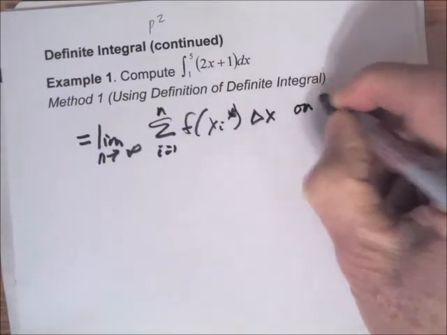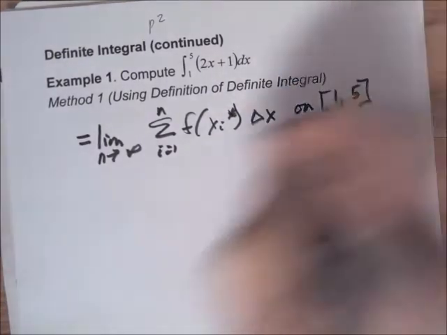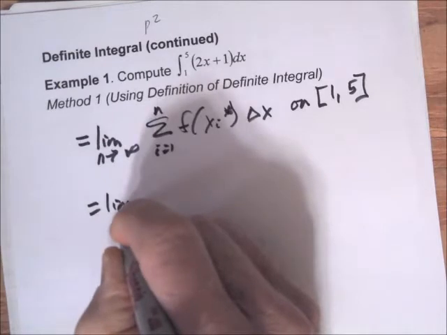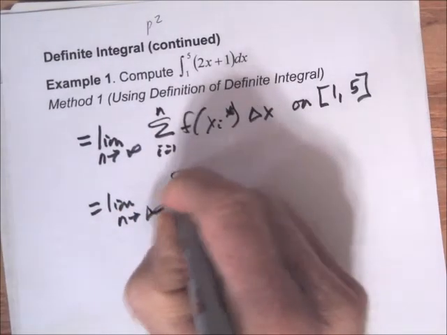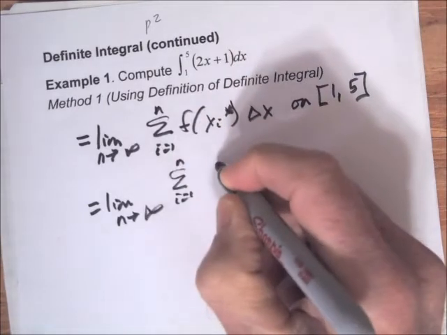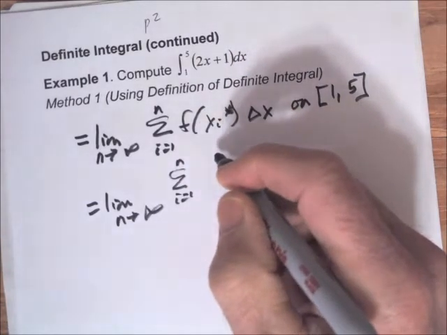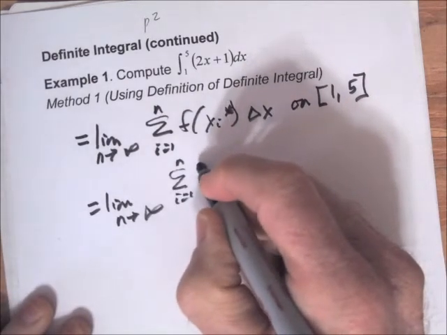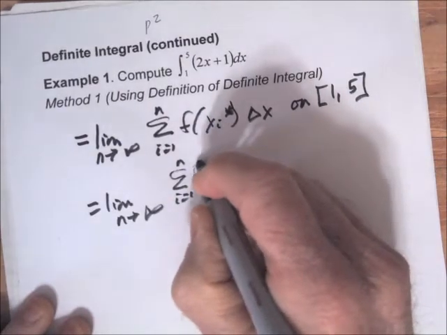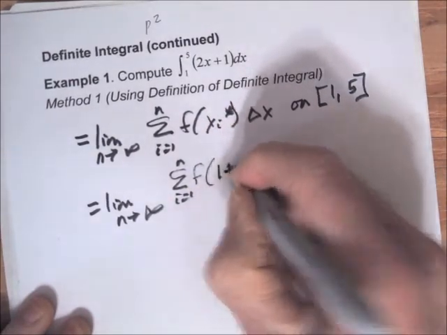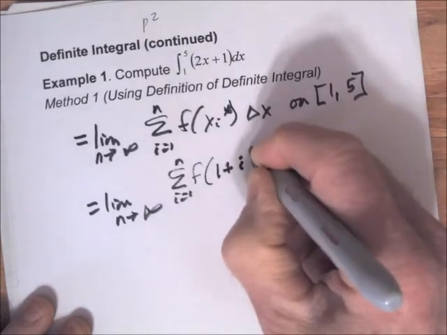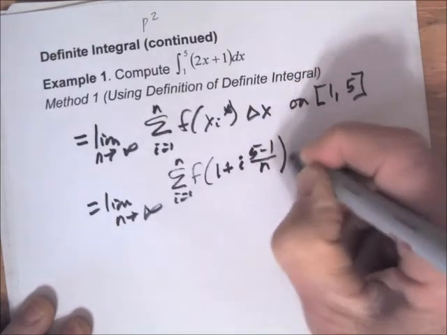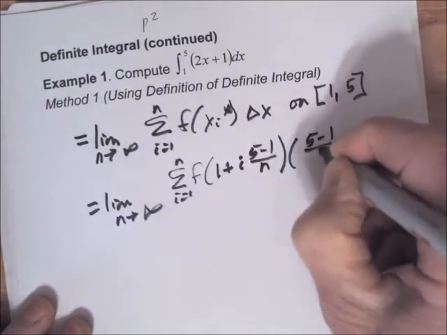It's on the interval from 1 to 5, so it's going to be the limit as n goes to infinity of the summation from i equals 1 to n of, if we use right endpoints, f of 1 plus i times (5 minus 1) over n, times (5 minus 1) over n.